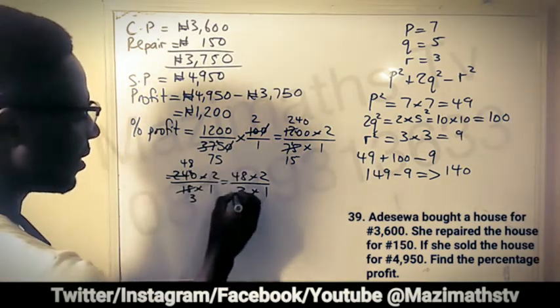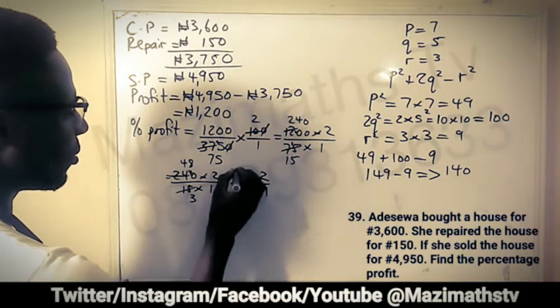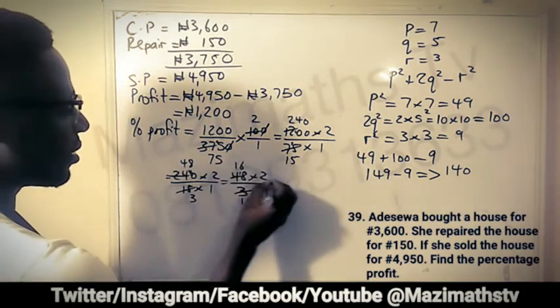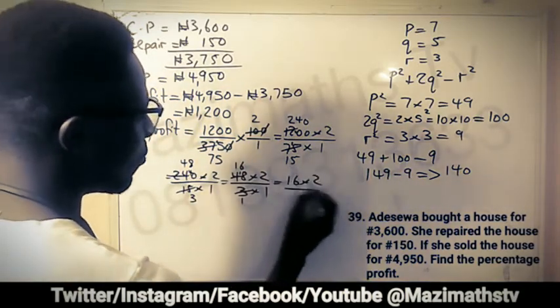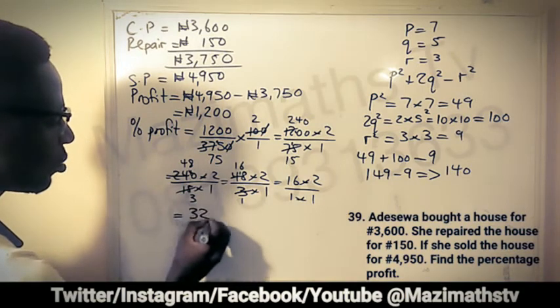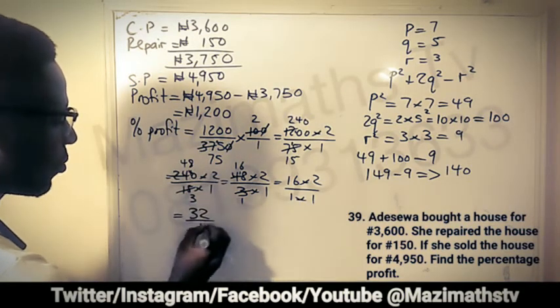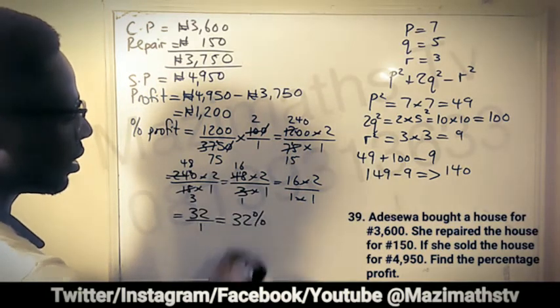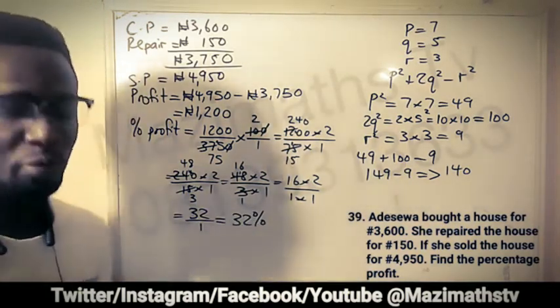So we divide by 3. 3 in 3, 1. 3 in 4, 1. And then I want to put the other one here, 18. 3 in 18, 6. So we have 16 times 2 over 1 times 1. Now 16 times 2 will give you 32. And then 1 times 1 will give you 1. So at the end of the day, when you divide, you still get 32. So our percentage profit is 32%.